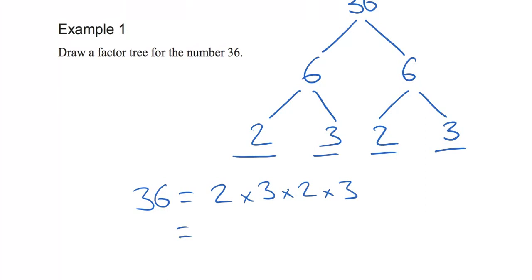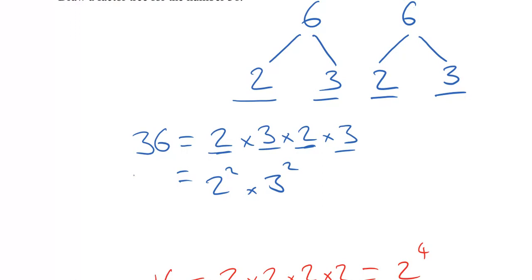Now, it's good standard practice to write this in index form or exponent form. So that means thinking, well, I've got 2 times 2. Well, that's 2 squared. And I've also got 3 times 3. Well, that's 3 squared. So we should finish our answer by writing them like this. So 36 should be written as 2 squared times 3 squared.